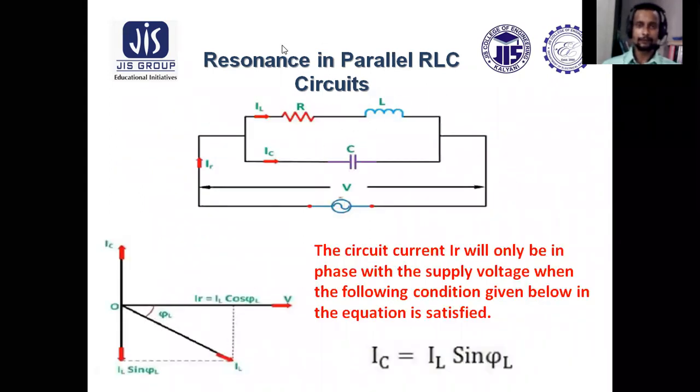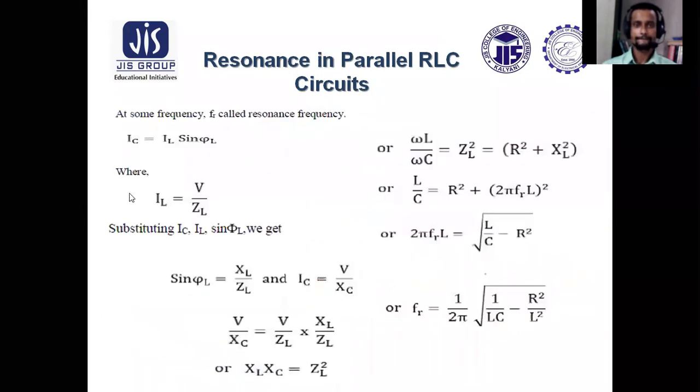This is ZL. Impedance of this is denoted by ZL. Impedance of this is denoted by ZC. And impedance of the entire circuit is denoted by ZR. So, IL is equal to V by ZL. Total voltage V is appearing across the RL load. IL equals V by ZL. Now, IC equals what?